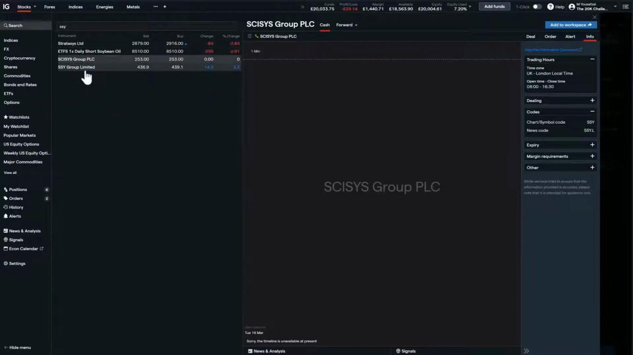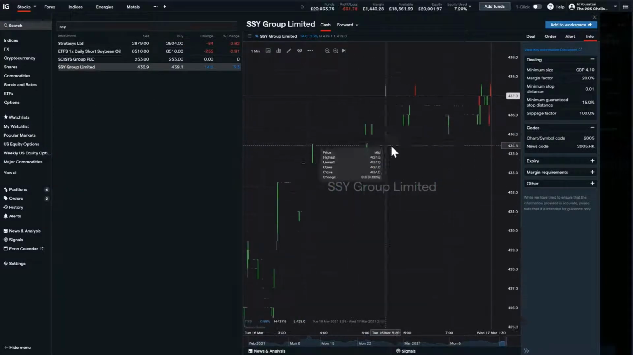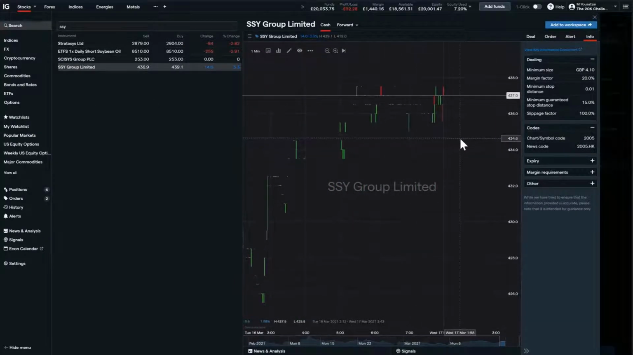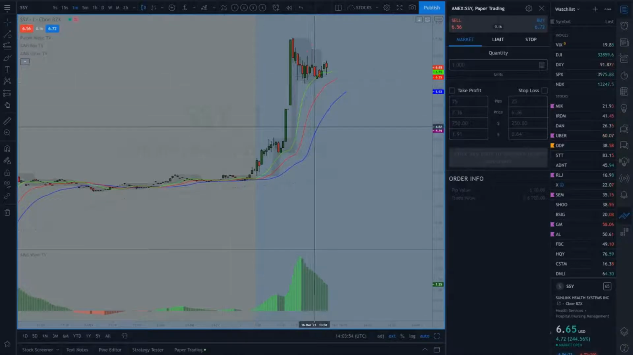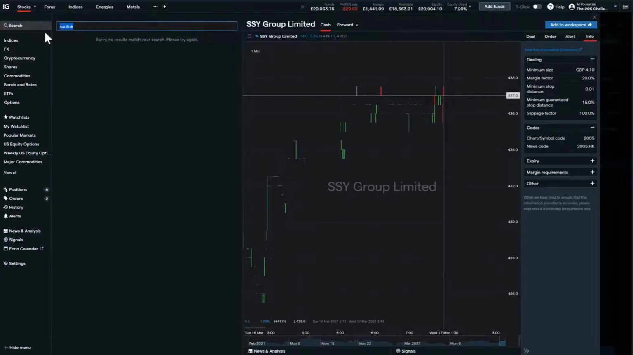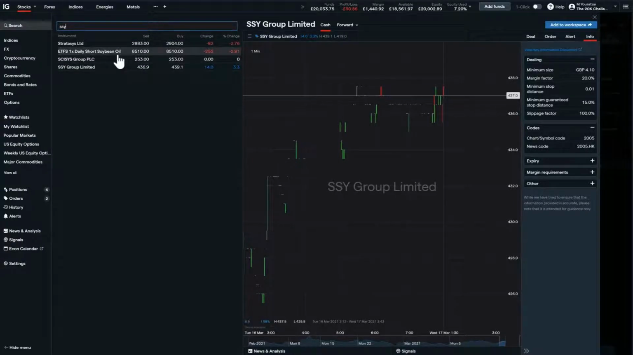See, IG doesn't have these things. That is the problem. Symbol code is 2000. What? That's not what it is. We can't find it. Sunlink Health Systems. Sunlink Health. SSY.